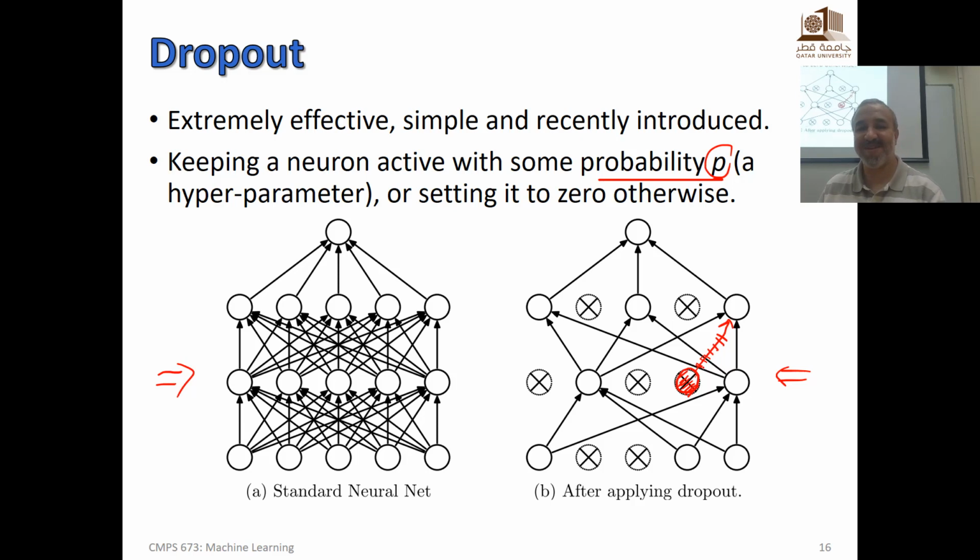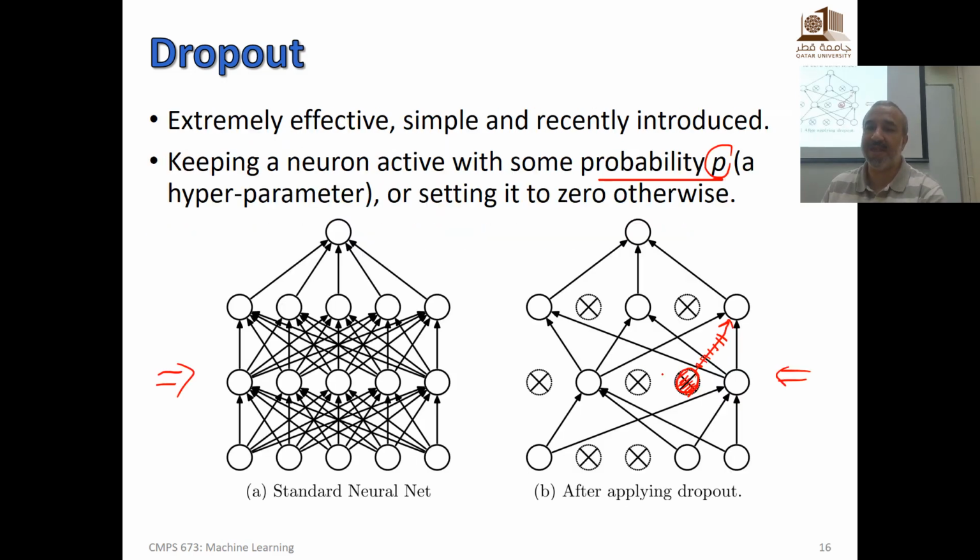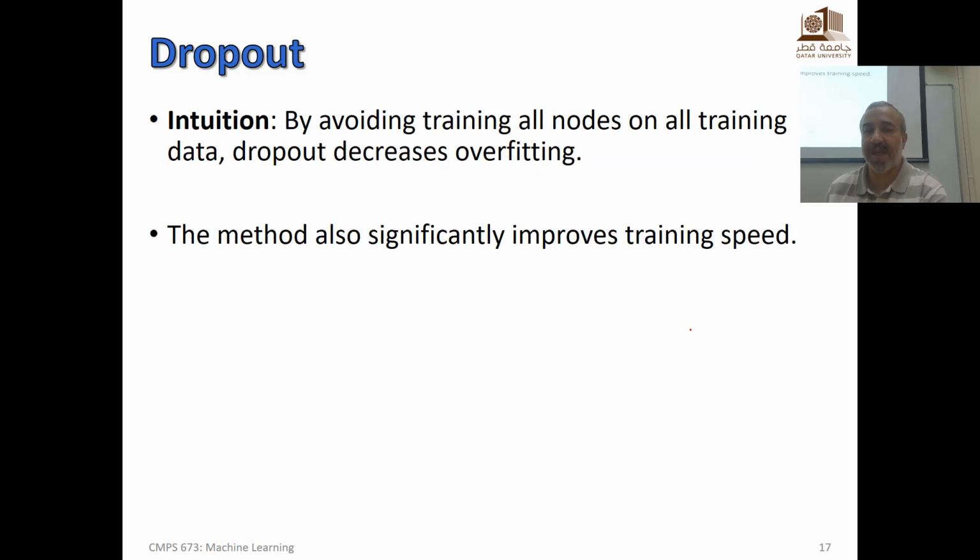Clear now? Of course, because of this dropout that will happen with every example, that will make training faster because the computations will be less, right? So that will also have the positive effect of making the training significantly faster.